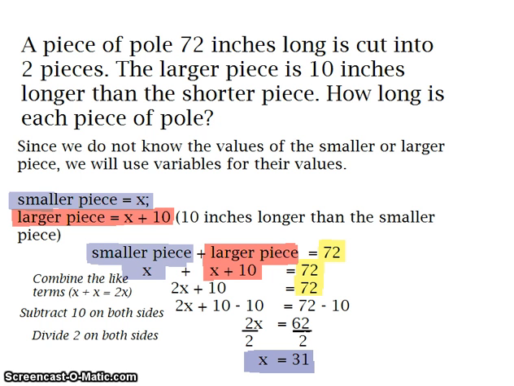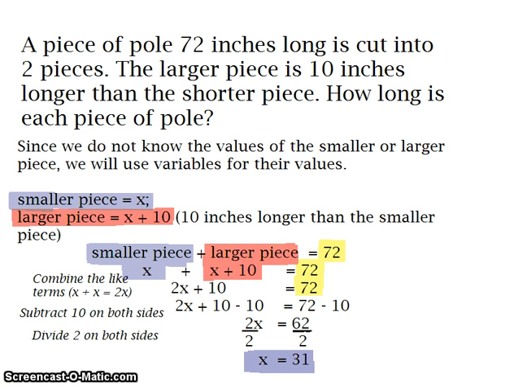Next, what we're going to do is we are going to subtract 10 on both sides. So on the left hand side, we will have 2x plus 10 minus 10. And on the right hand side of the equation, it is 72 minus 10.